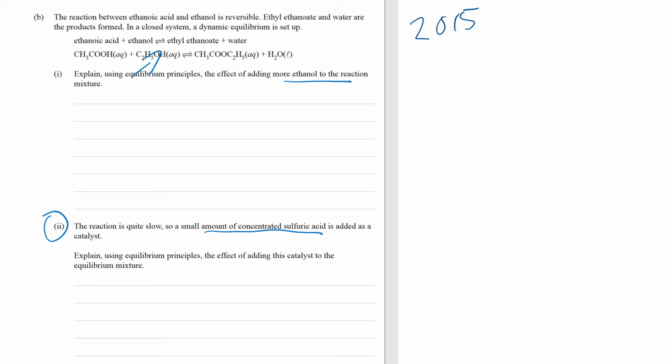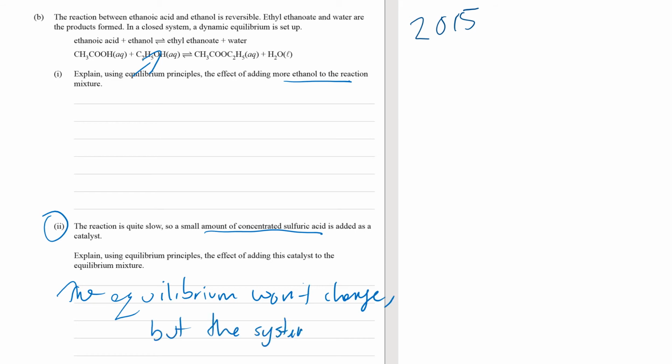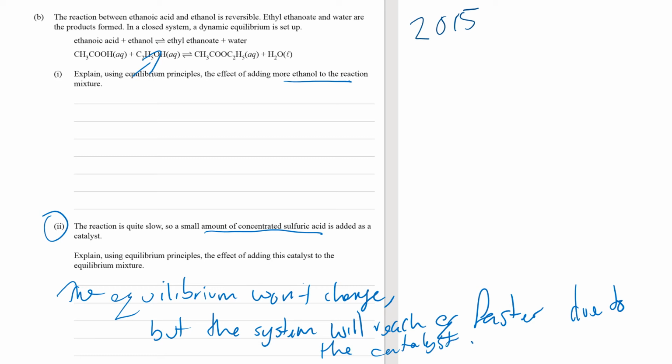So if you get a question like this, all you need to put is the equilibrium won't change, but the system, let's say, system is probably a better word, will reach equilibrium faster due to the catalyst. How do catalysts work? Providing an alternative pathway. The catalyst providing an alternative, and I'm going to run out of room, so I'll put it up there, pathway.